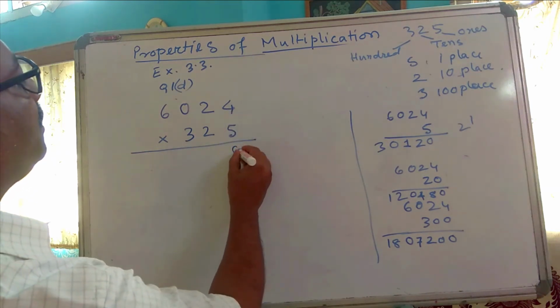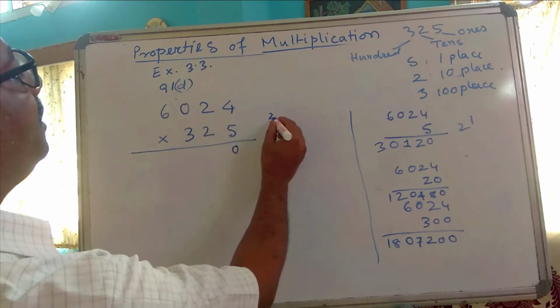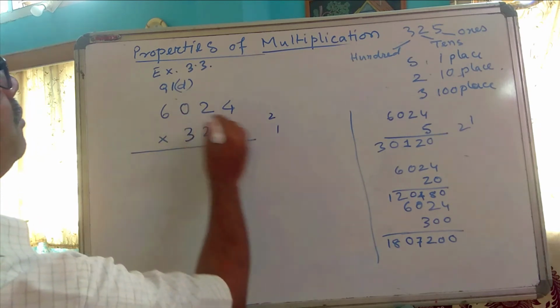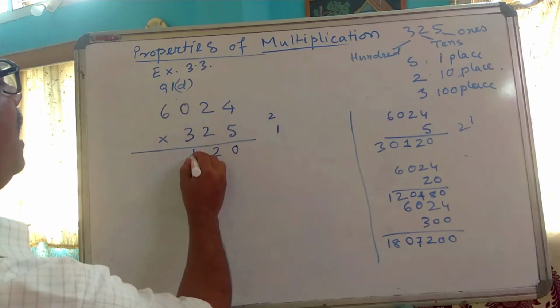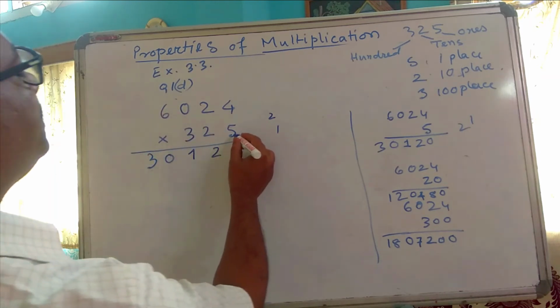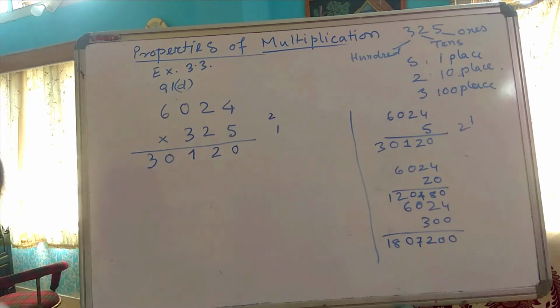5 fours are 20, 2 left, 5 twos are 10, 10 and a 2, 12, 1 left, 5, 0, 0, 0 and 1, if you add you will get 1, then 5, 6 are 30, because 5 is in ones place, so 5 ones are 5, directly we have multiplied.